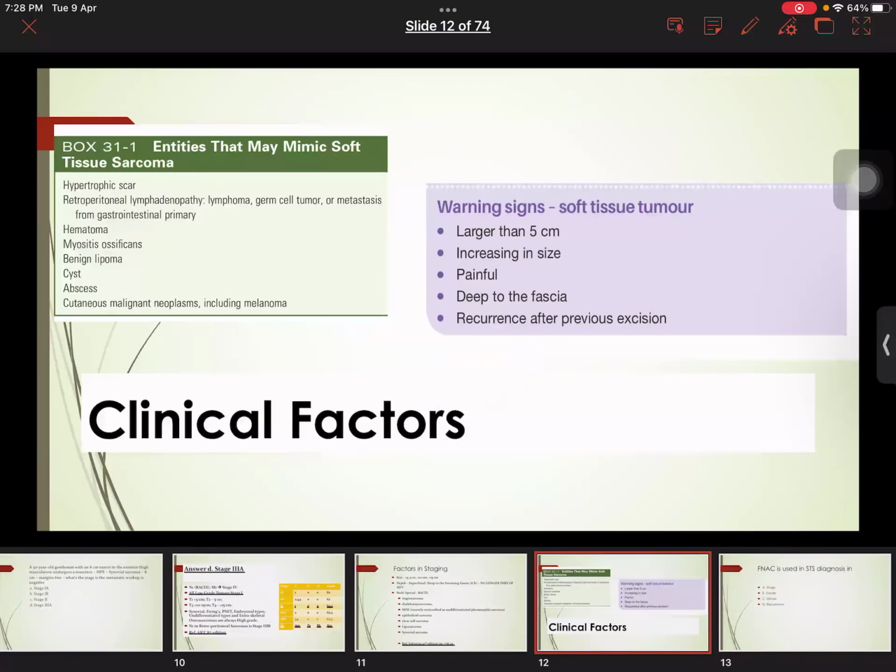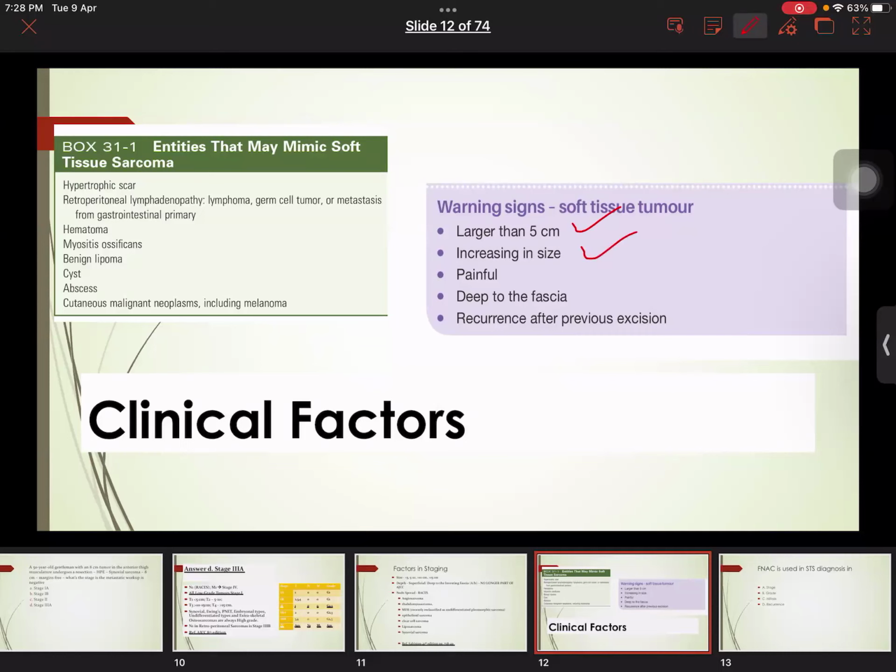Now, whenever we talk about the evaluation of soft tissue sarcomas, we have to know when to evaluate, because soft tissue tumors are very common. The important factor is the size. Anything which is more than or around 5 centimeters in size, we always need to be suspicious and evaluate it and probably advise an excision.